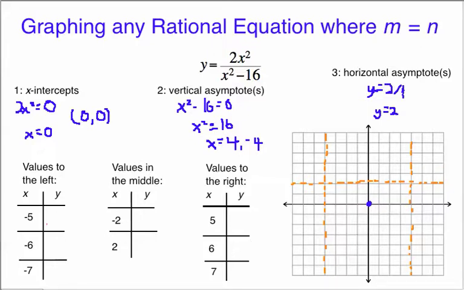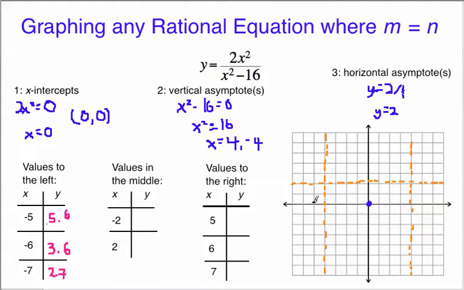Okay, so let's go ahead and go on with our values to the left. All we're going to do is take these x's and plug them straight in here. I've already done those calculations. Again, you're probably going to get some decimals, so just round to the nearest tenth. This gives us about 5.6, about 3.6, and then negative 7 gives us about 2.7. So we can go ahead and plot these.